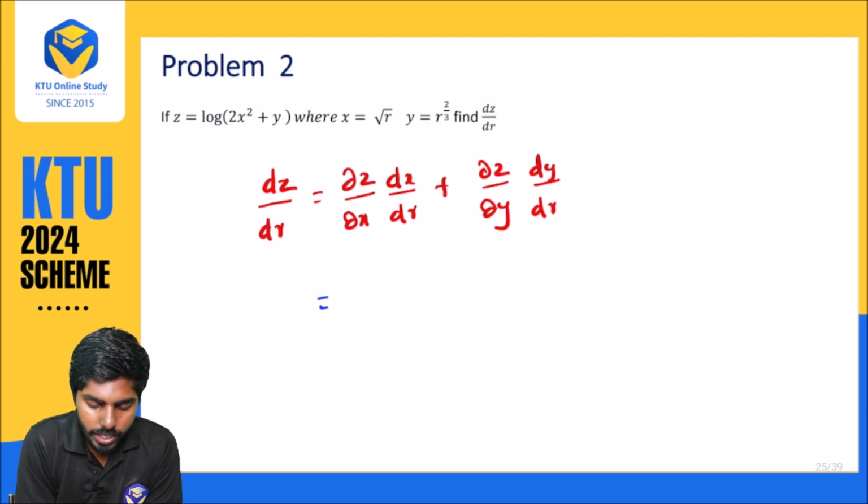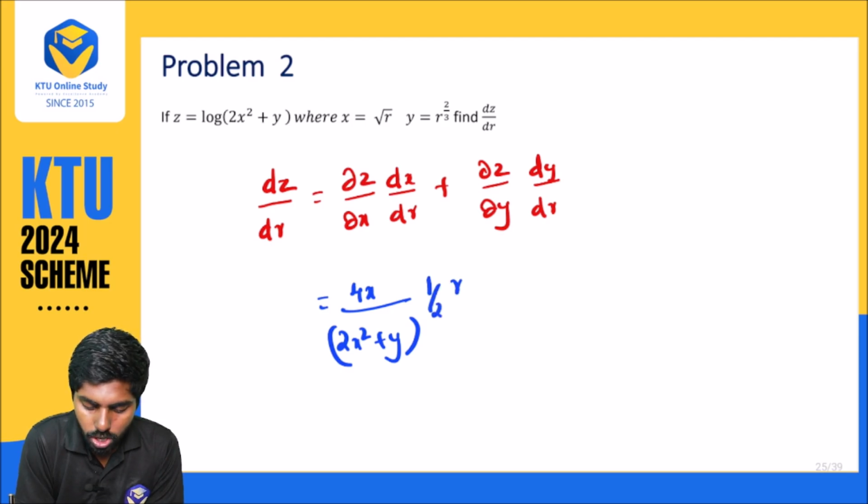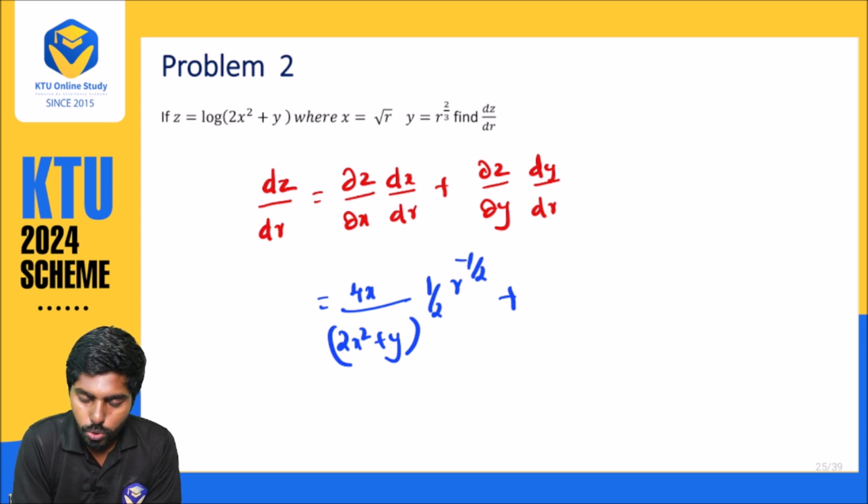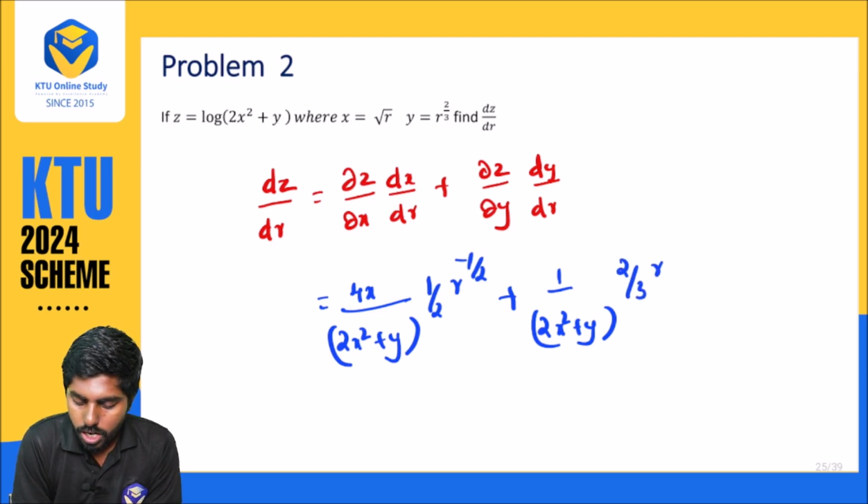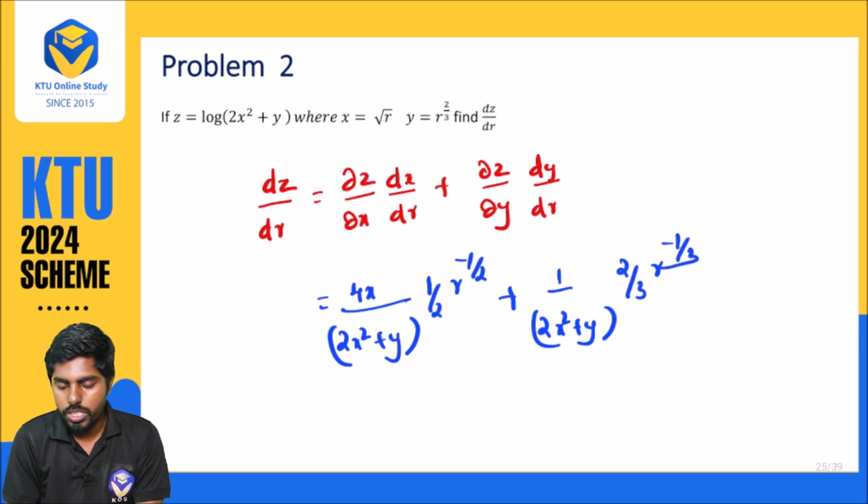What is dou z by dou x? We are getting 4x divided by 2x square plus y, into dx by dr, that is nothing but 1 by 2 into r power minus 1 by 2. Plus dou z by dou y, what are we getting? We are getting 1 divided by 2x square plus y, into dy by dr. What is dy by dr? That is nothing but 2 by 3 r power minus 1 by 3. So this is what we are getting.